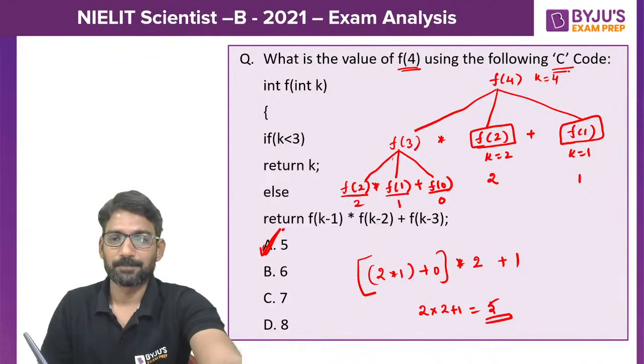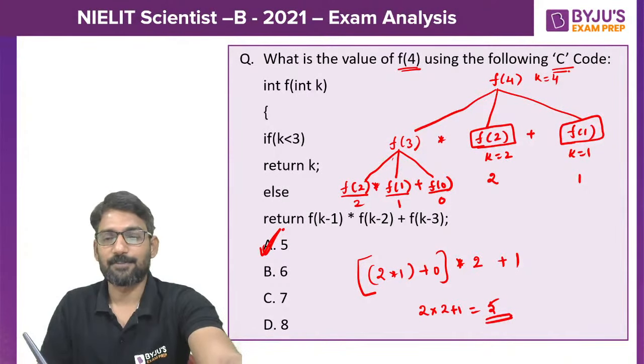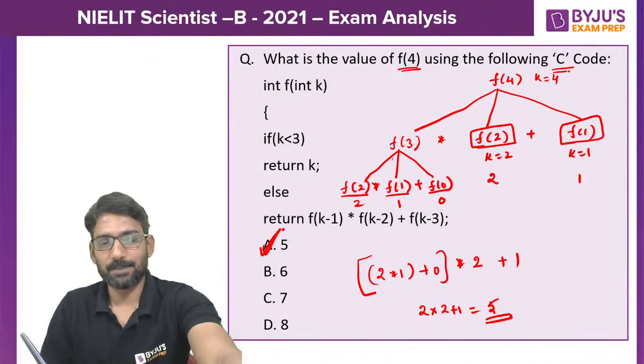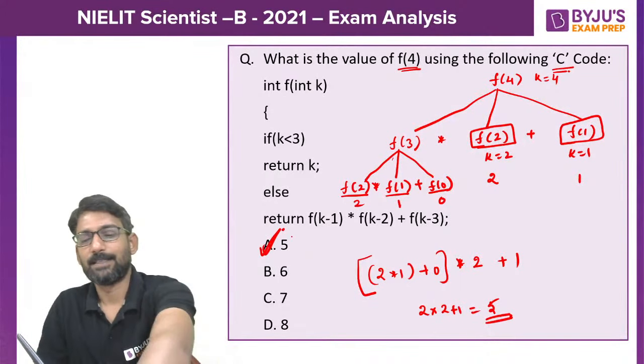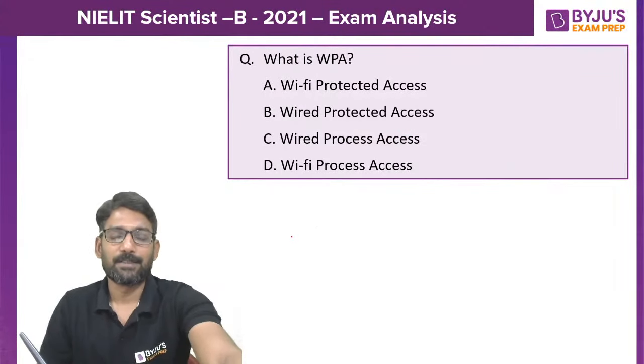Adarsh, we get 5 for this. Okay. CS Anshuman. All right. So let's see some other question.